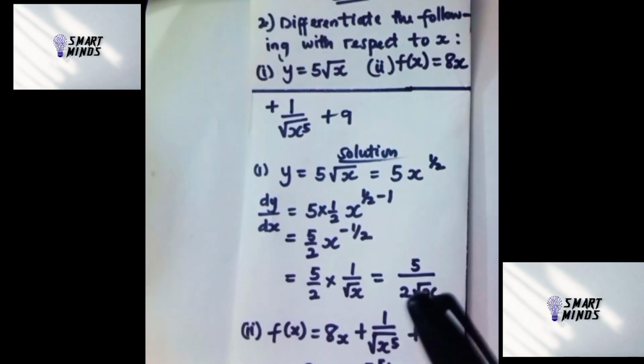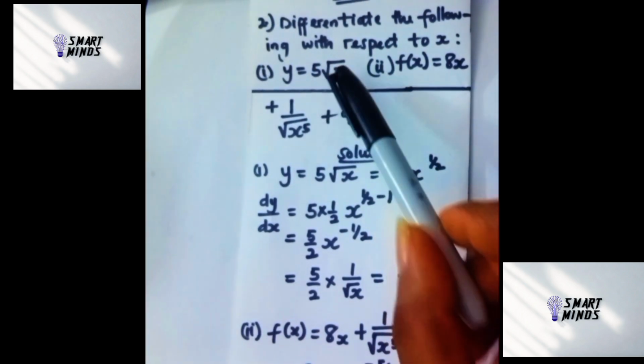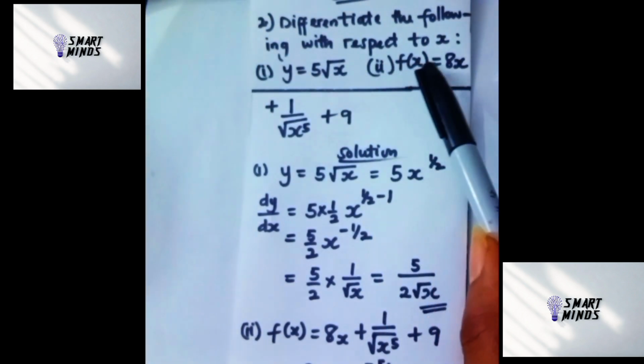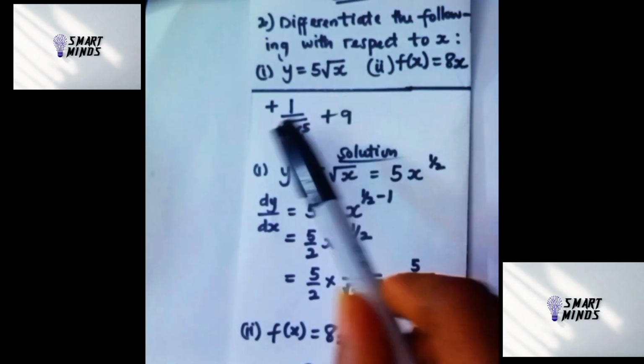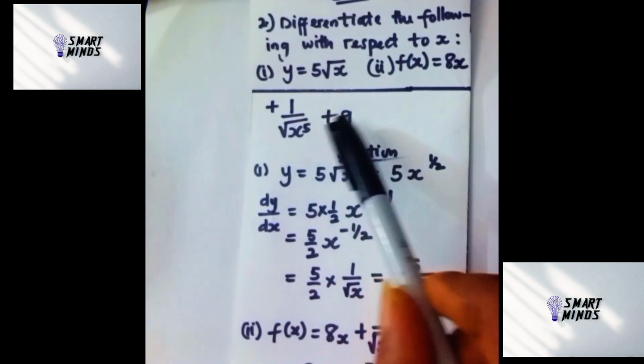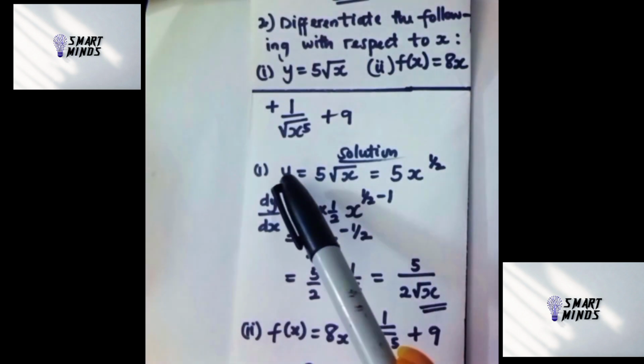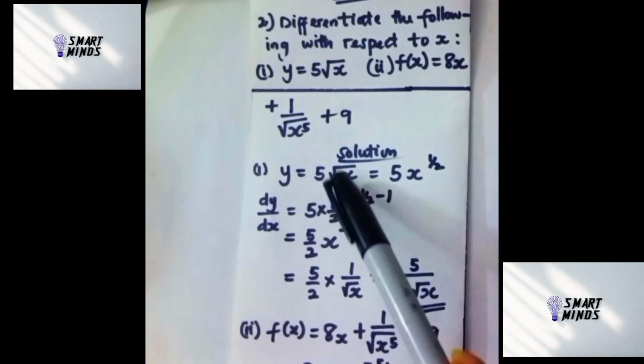Here is another example, and here we are asked to differentiate the following with respect to x. So the first question, y equals 5 root x, and the second question, f of x equals 8x plus 1 all over root of x raised to power 5, plus 9. So let's focus on the first part. Now we have y equals 5 root x.